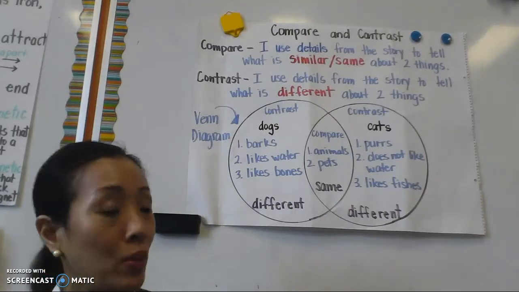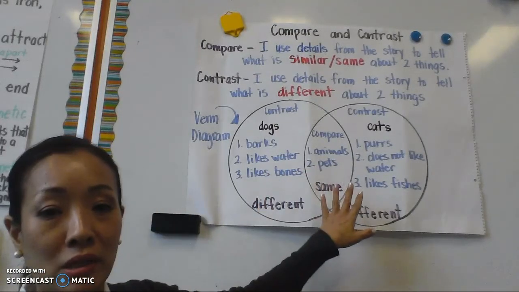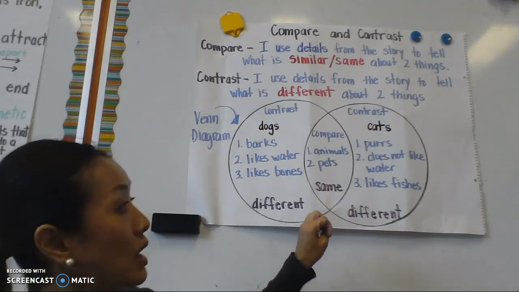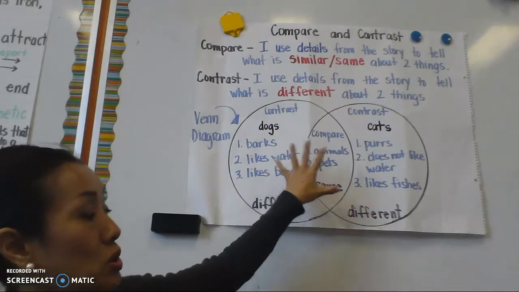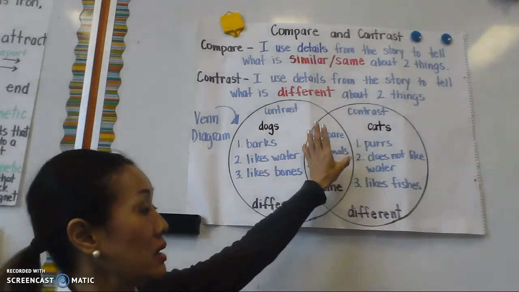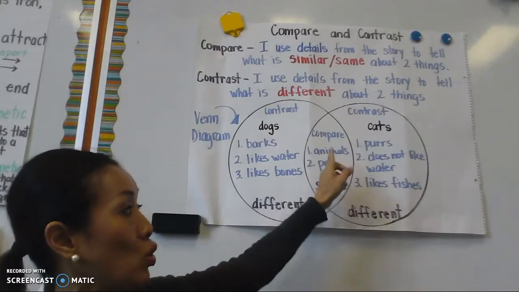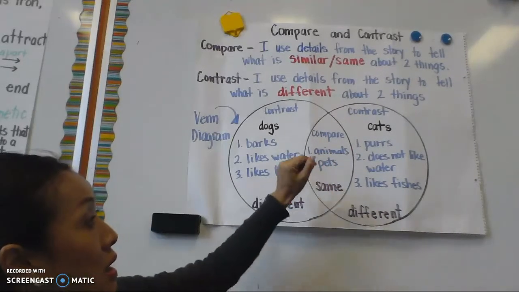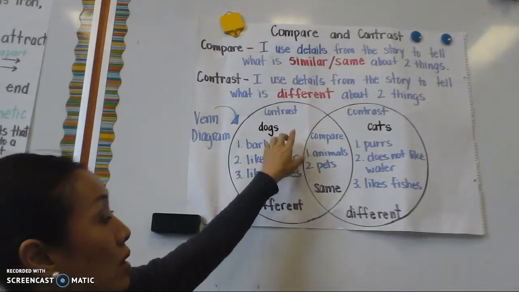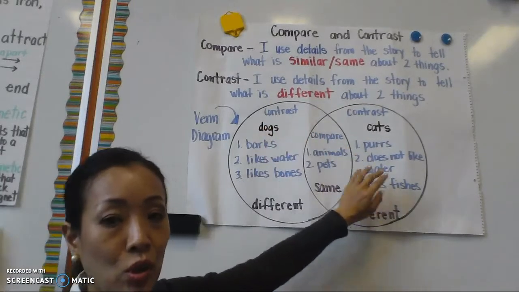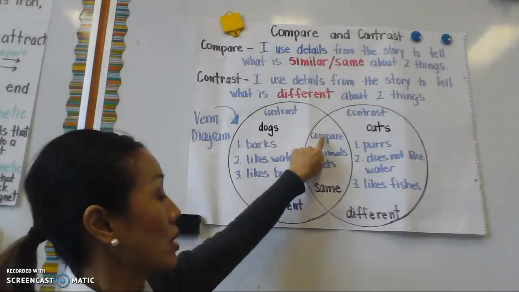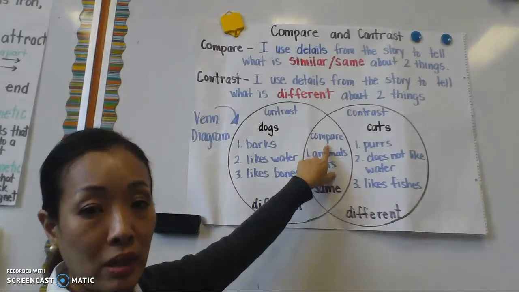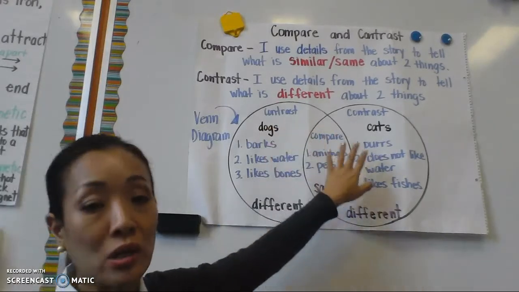If you take a look at the board, this right here is called a Venn diagram. A Venn diagram consists of two circles and combined in the middle. As you can see, it intertwined. It kind of overlaps in the middle. On a Venn diagram, on the inside of the circle, you are comparing. On the outside of the circle, you are contrasting.